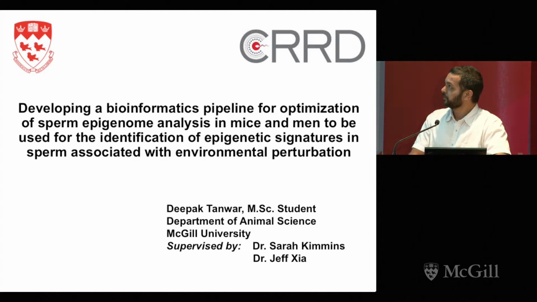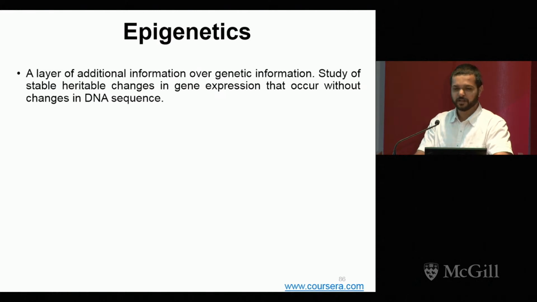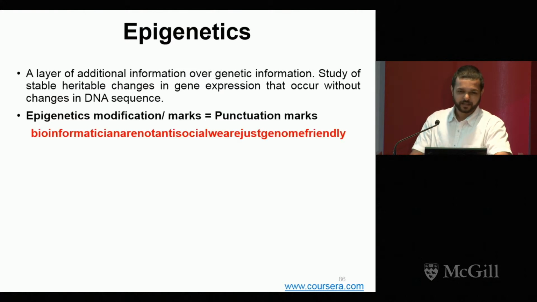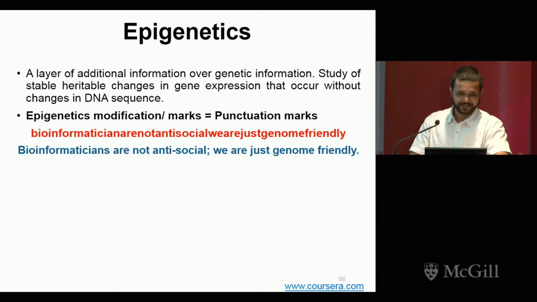So I will start by introducing epigenetics. It is an additional layer over genetic information which gets inherited by offspring without actually changing the DNA sequence. Epigenetic modifications or epigenetic marks could be thought of as similar to punctuation marks in English. If you read this, you actually won't be able to understand whether it is a word or a sentence, because there are no punctuation marks and no spacing between the words. It actually says: bioinformaticians are not antisocial, we are just genome friendly.